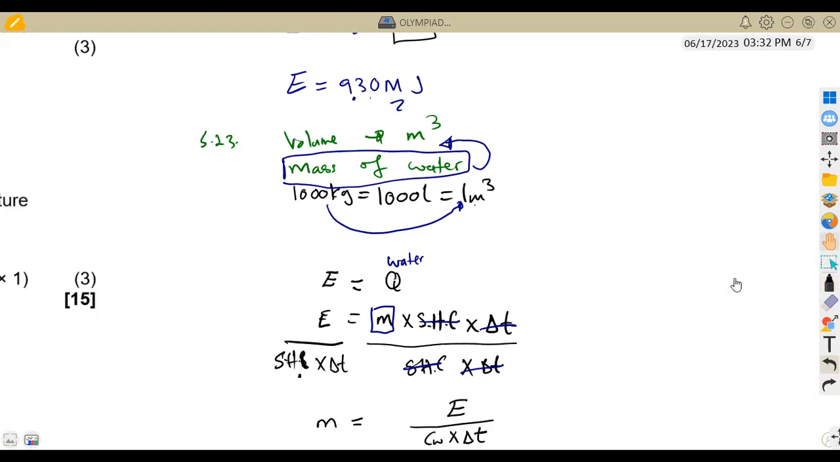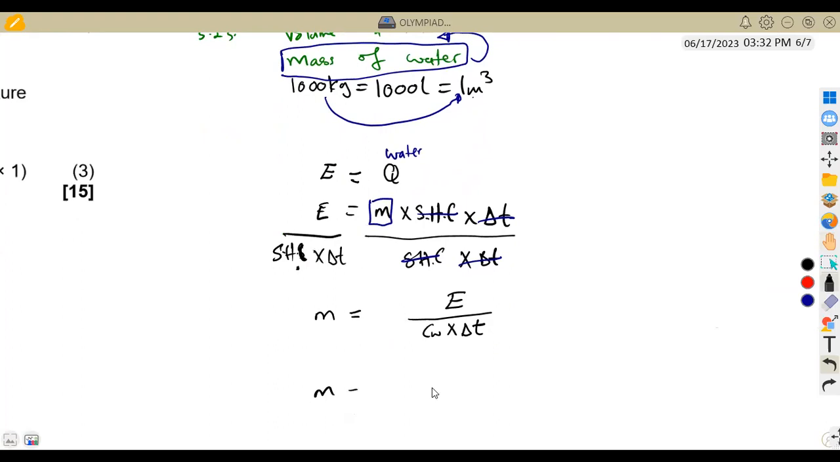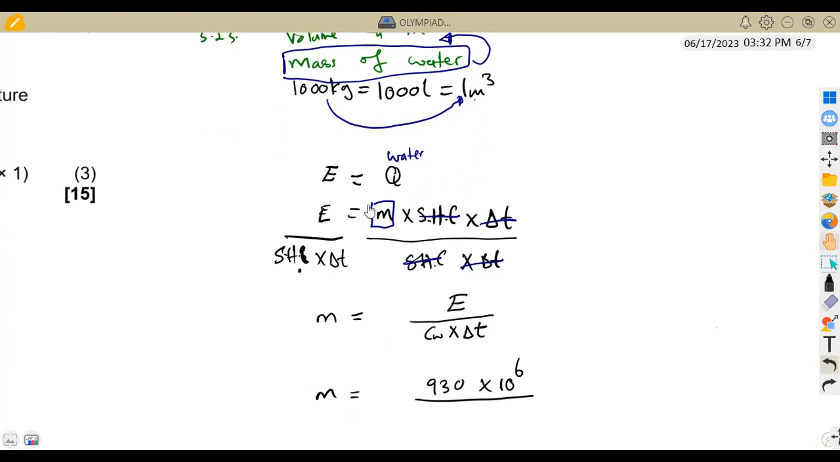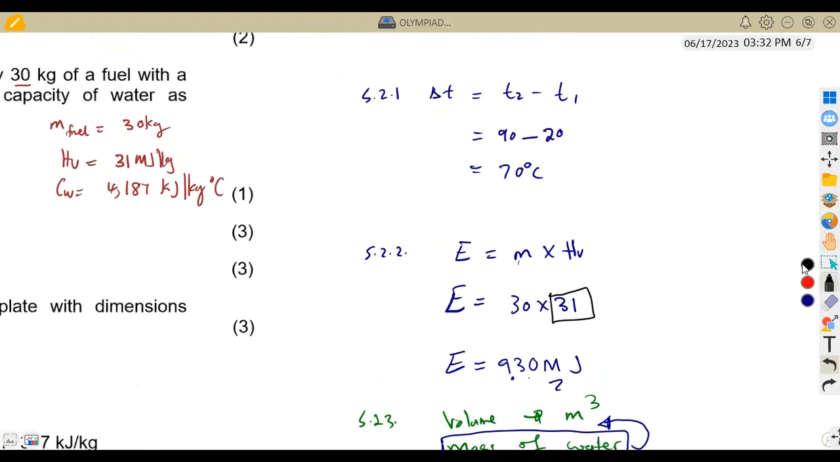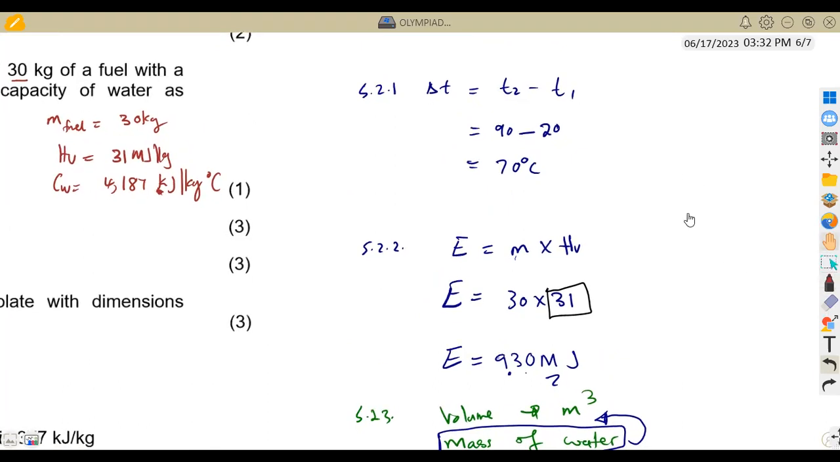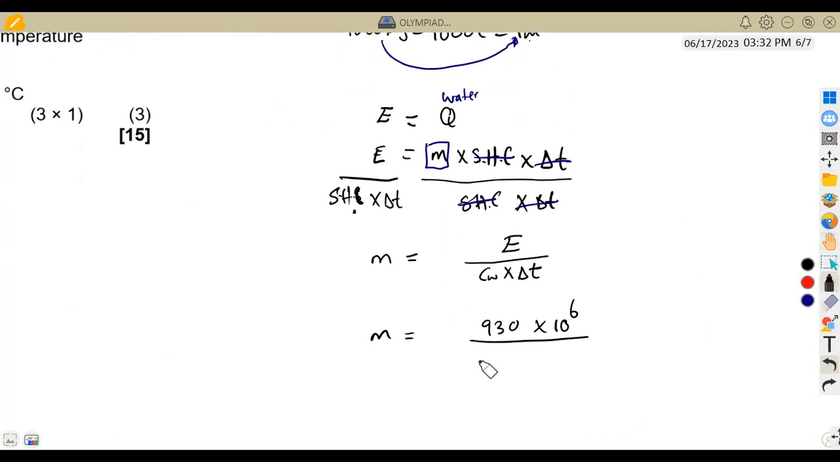All right, so we have everything in this case. We have got all these values. The energy from our fuel was 930 megajoules, so that is 930 times 10 to the exponent of 6 to replace the megajoules. The specific heat capacity of water is given as 4,187. Take note, this is in kilojoules, so we are going to multiply by 10 to the exponent of 3 to convert this to joules.